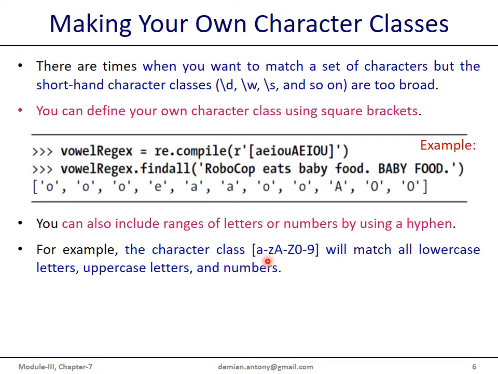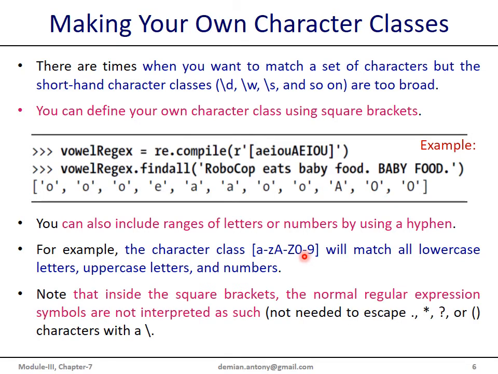For example, if you want alphanumeric matching, you can specify A to Z, capital A to Z, and 0 to 9, which matches all the lowercase characters, uppercase characters, and even numbers. And remember, inside square brackets, the normal regular expression symbols are not interpreted as such. If you use a star inside the square brackets, it doesn't mean 0 or more, or if you use a plus, it doesn't mean 1 or more occurrences.